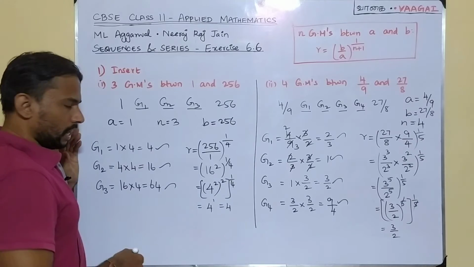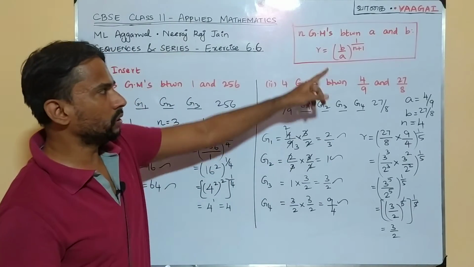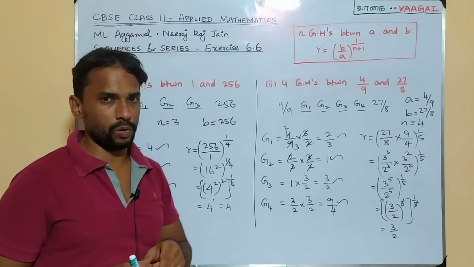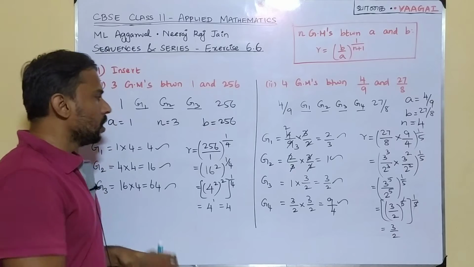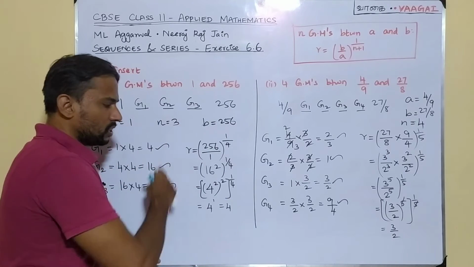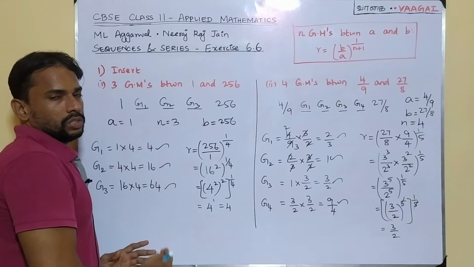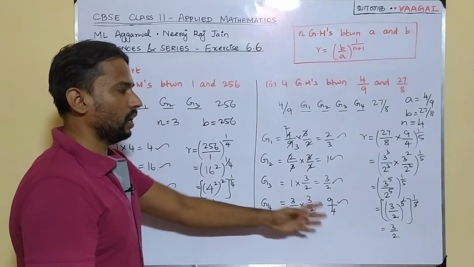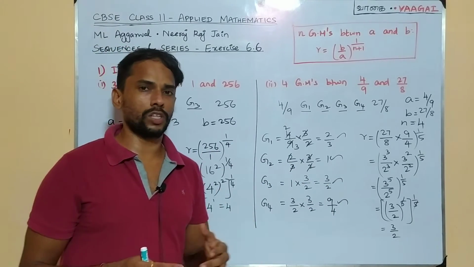So here we are asked to find 3 geometric means, here 4 geometric means. First thing, we are finding out the common ratio of our GP. How are we finding it? Using this formula. For which we should be sure about what is A, what is B, and what is N. Once that is clear, we have to simplify this to find the value of R. Then once R is found, we can easily find the values of the geometric means one by one. The same technique is what we are using for both these problems. I hope it is clear to you.